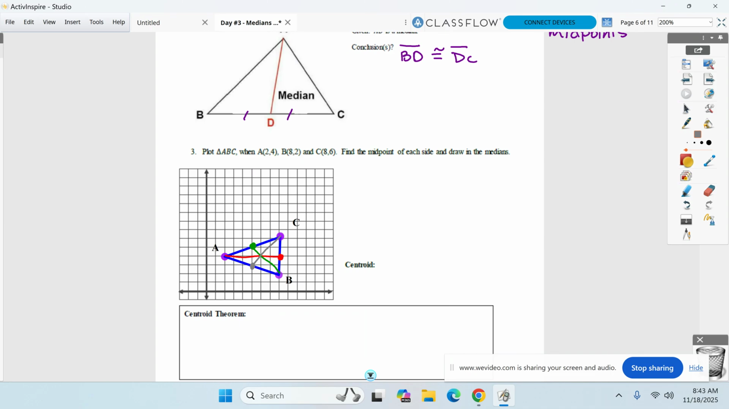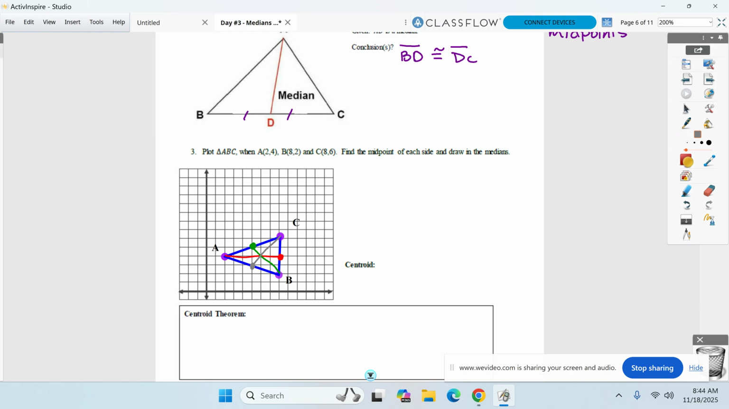Here to finish it up, you should notice something about all three of those medians, that it's kind of been the big theme of this unit so far. Good job, everyone. Good work.